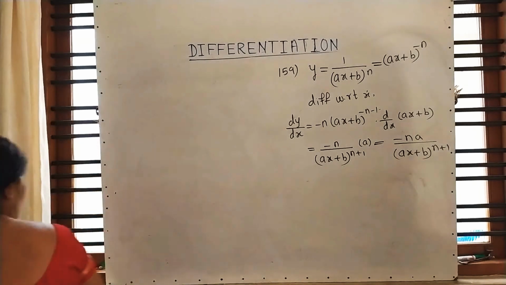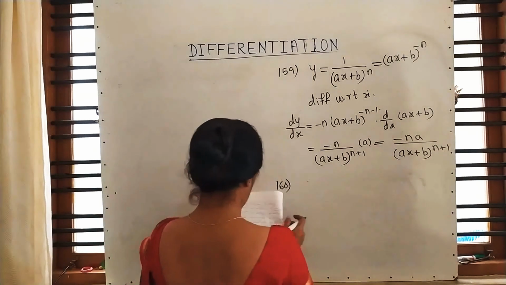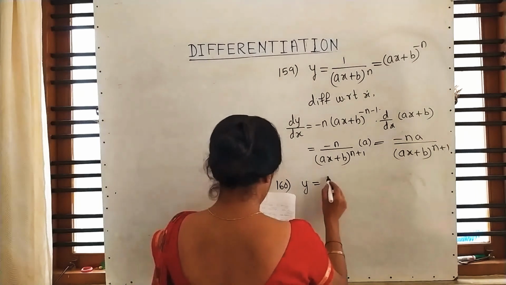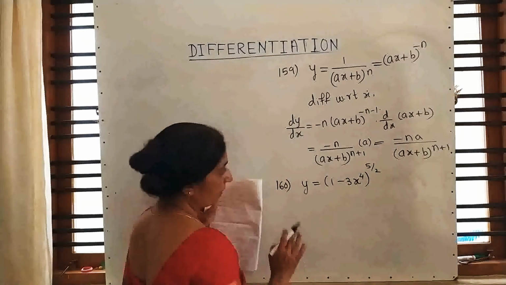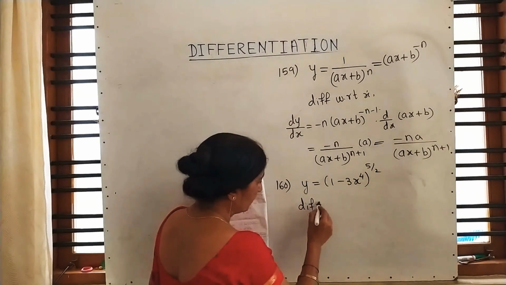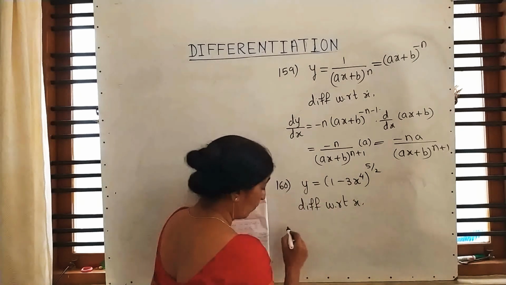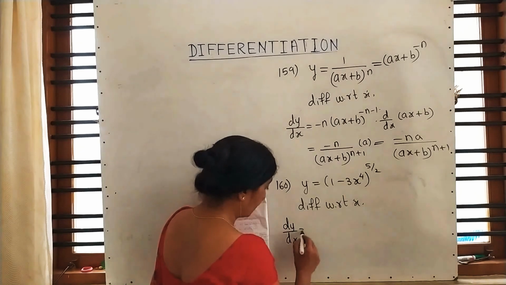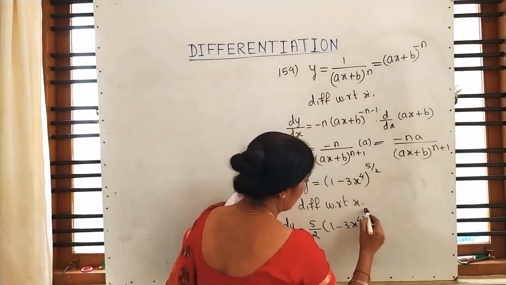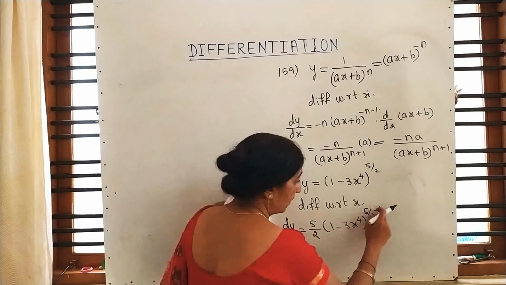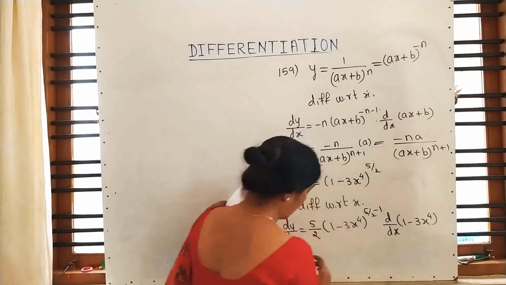If you are familiar with the rules, how to apply the differentiation for composite functions. Next, y is equal to. Let students tell me first what you are differentiating. We are differentiating the power because it is in the form of x to the power n. You are familiar with that formula: n into x to the power n minus 1 into differentiation of the base.